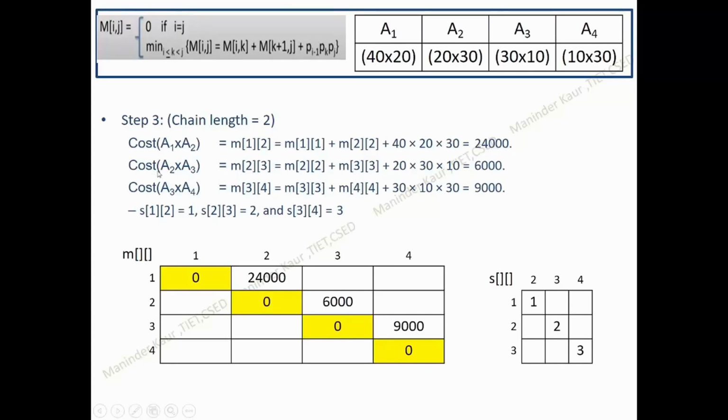Similarly, going to the second step, the cost of multiplying A2 with A3, represented by M23, comes out to be 6,000. Similarly, for the third case, A3, A4, it comes out to be 9,000, and so on. Now we fill in all the entries of the M array: here we have filled in 24,000, 6,000, 9,000, and we have filled in the entries of this other array as 1, 2, 3. We'll discuss in the subsequent slide what the usage of this array is and why we have entered 1, 2, 3 here.